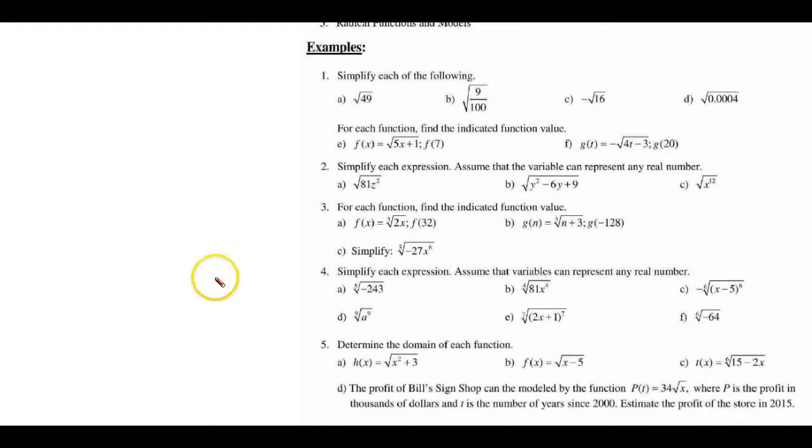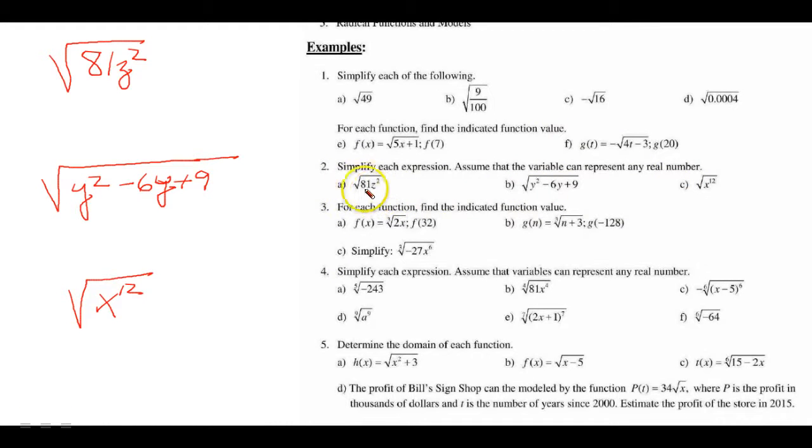So let me write these out here as well. Now for these, we want to simplify each expression. Assume that the variable, now it's just the variable, can represent any real number. So when we take the square root of 81, we know that it's an 81, and the principal square root of 81 is 9.